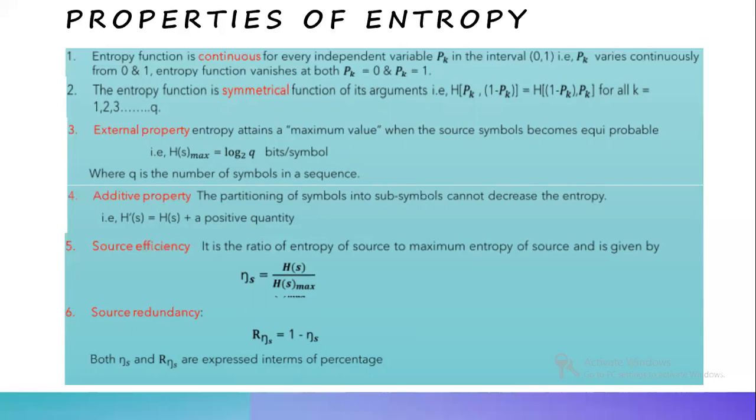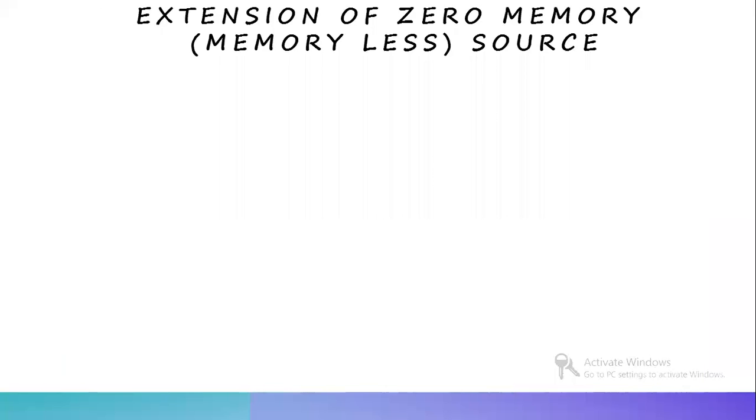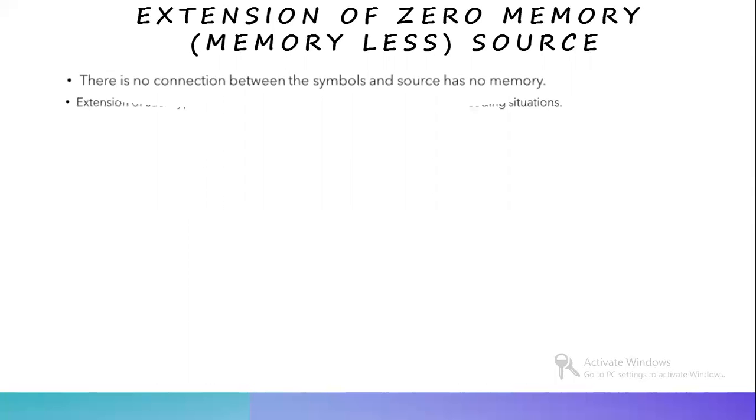Next, we'll be seeing about extension of zero memory source or memoryless source. What do you mean by zero memory source or memoryless source? It is a type of source in which there is no connection between any two symbols and the source has no memory. Extension of zero memory source becomes a necessity in some coding situations.